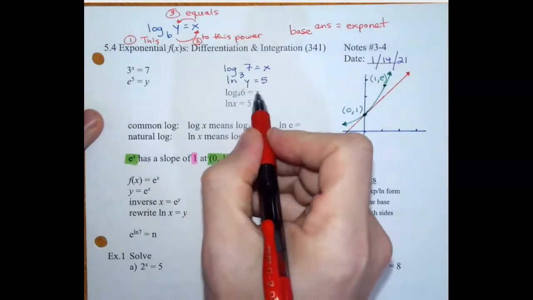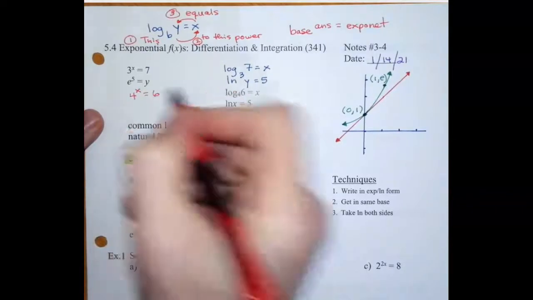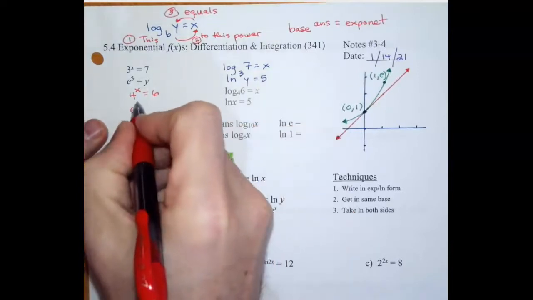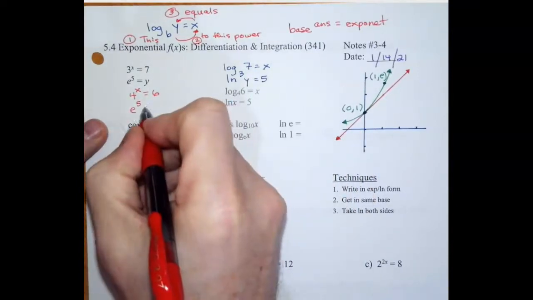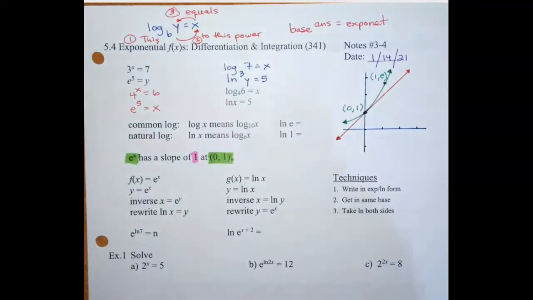So 4 to the x power equals 6. Here we need to understand that's natural log, so that's base e. So that's e to the 5th power equals x this time. Okay.